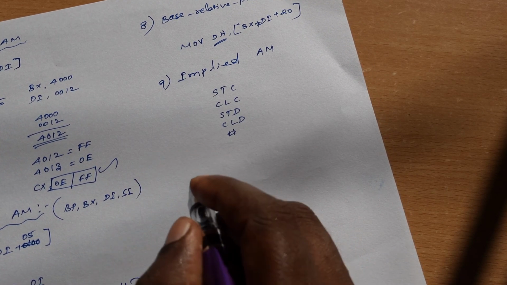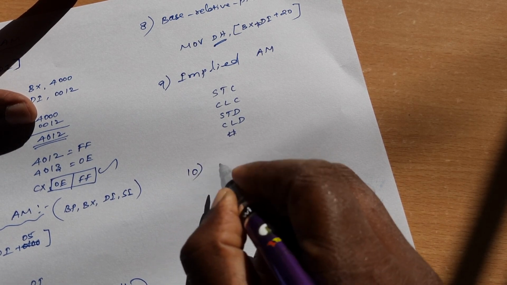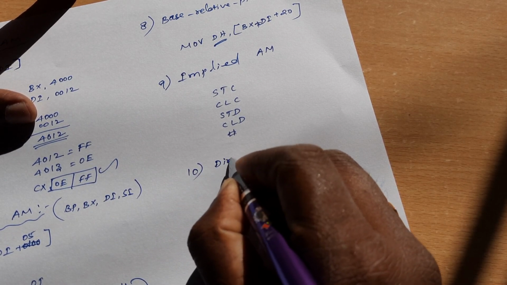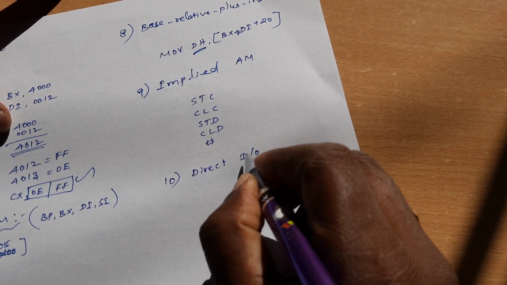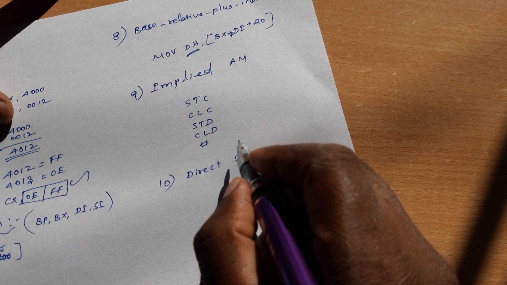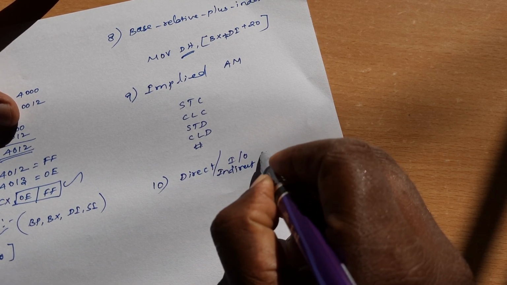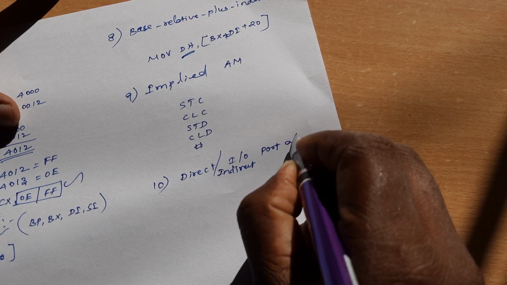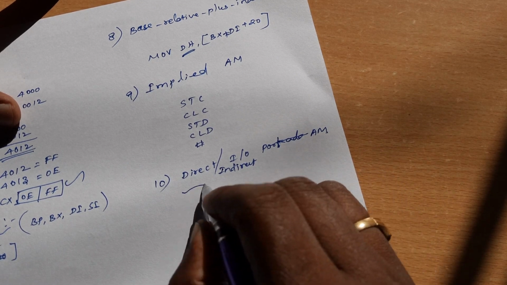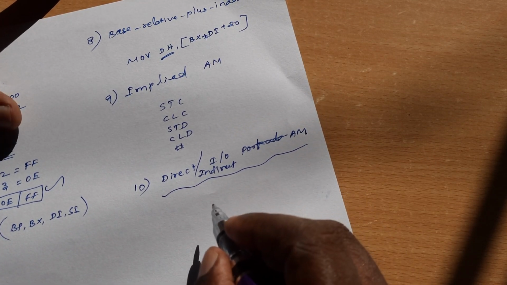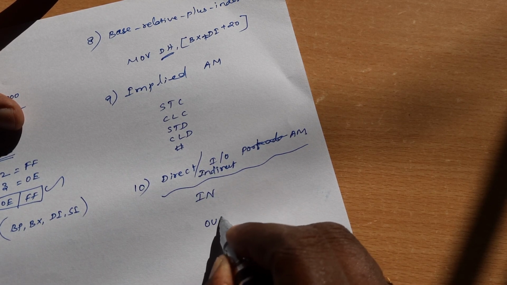And now we will see direct or indirect IO port addressing. So only two instructions are available in the IO port addressing mode. In this we have only two things as example. One is IN instruction, other one is OUT instruction.